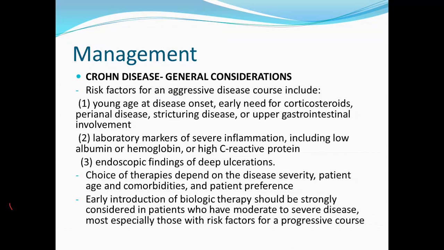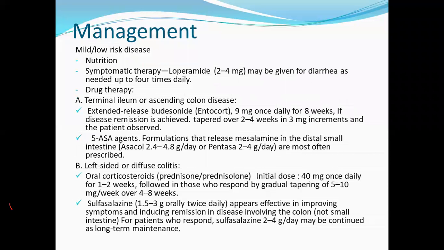So early introduction of biologic therapy, which are the anti-TNF and anti-integrins, should be strongly considered in patients who have moderate to severe disease, most especially those with risk factors for a progressive course. If the patient has mild or low-risk disease, nutrition is very important, along with symptomatic treatment with loperamide if they're having diarrhea. When it comes to drug therapy, depending on the location, if it is in the terminal ileum or ascending colon, we can use extended release budesonide 9 milligrams once daily for 8 weeks.